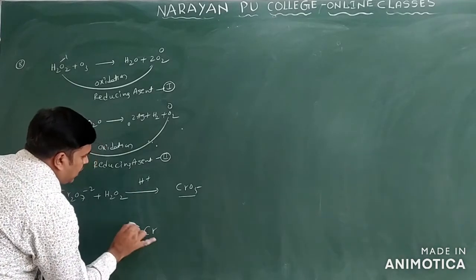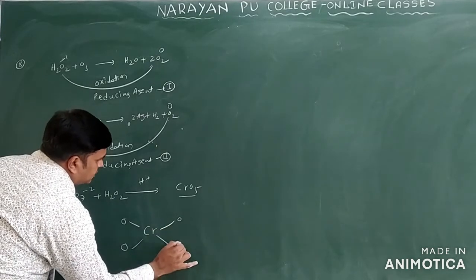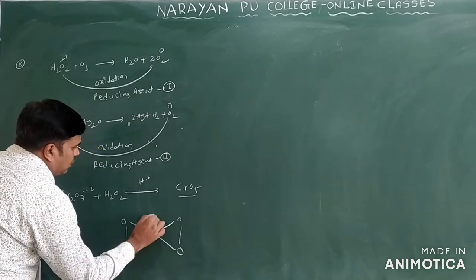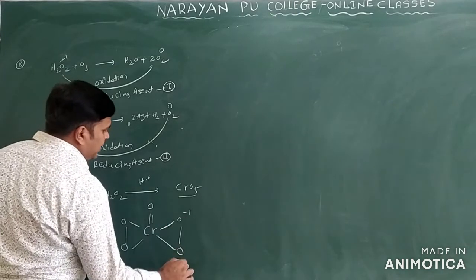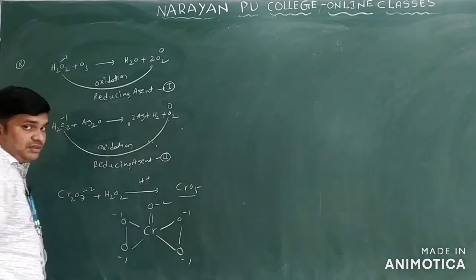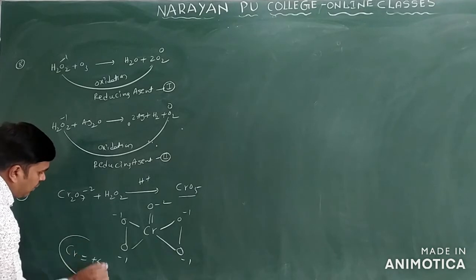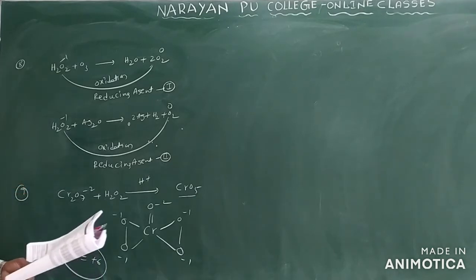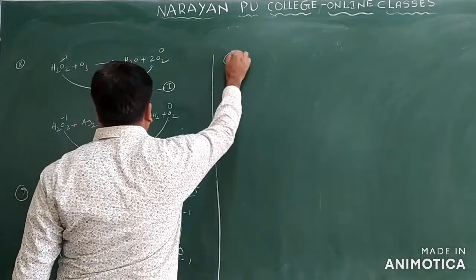Here we have chromium, and this is 0, oxygen and oxygen. Here we have 1 oxygen, here oxygen. This is a peroxy bond only, with 1 normal oxide. Here oxygen is -1, here -1, here -1, here -1, and here -2. What is the oxidation state of chromium? Chromium we have plus 6 only. So what is your answer? Option 3 for this question.